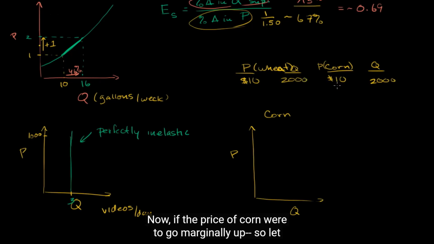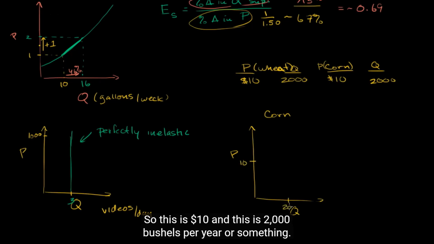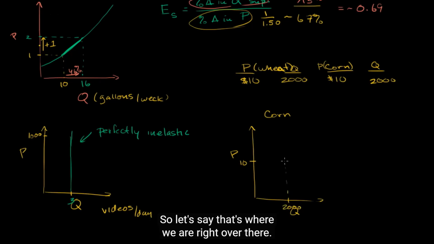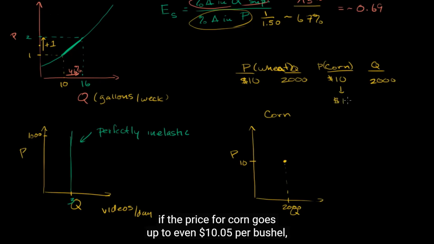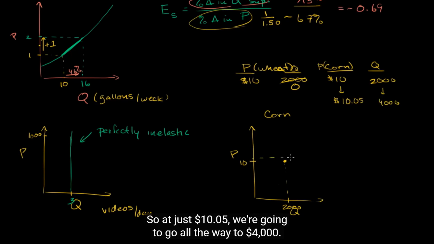Now, if the price of corn were to go marginally up, so let me put this. So this is our graph for corn. So this is $10, and this is 2,000 bushels per year or something. So let's say that's where we are right over there. Now, if the price for corn goes up to even $10.05 per bushel, all of a sudden I'm going to shift all my wheat production to corn production. So this is going to go to 0, and then this is going to go to 4,000. So just at 10.05, we're going to go all the way to 4,000.